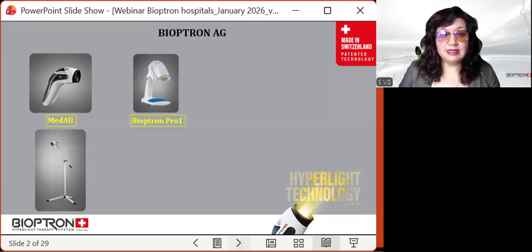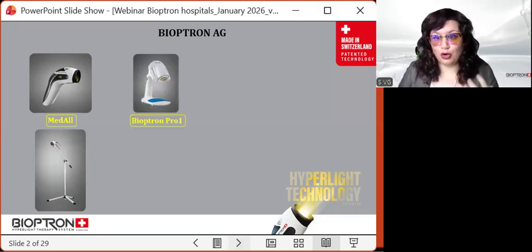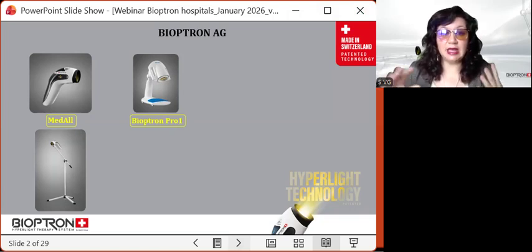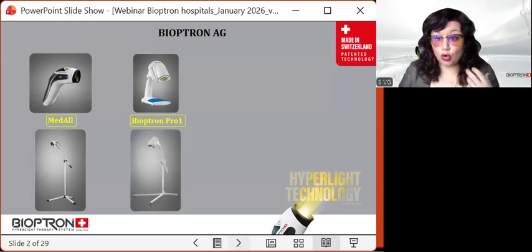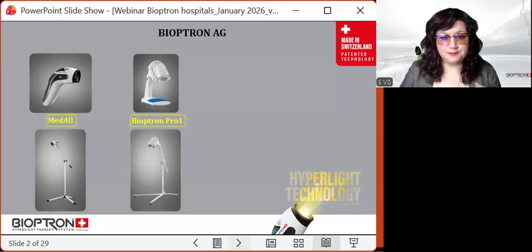The middle model is Bioptron Pro 1 or B Pro 1. The filter has 11 centimeters and can be used by private customers who would like to treat bigger areas at home, but also in clinical settings, as we will see. Of course, it can be used with the table stand coming with the device or with a floor stand.